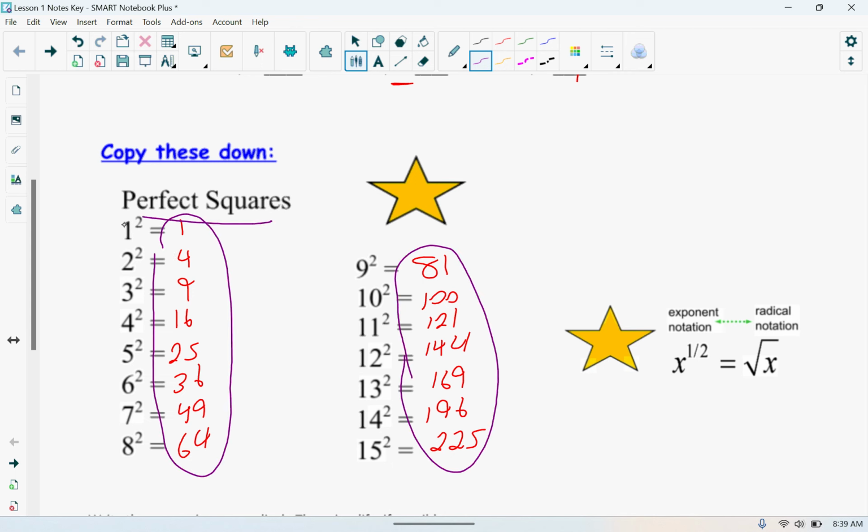All of these numbers here are called perfect squares. And why they're called perfect squares is because we can take the square root of them. If I wanted to take the square root of 9, that's going to give me 3. The square root of 36 is 6. The square root of 196 is 14. So all of these numbers you can square root and it ends up a nice number.